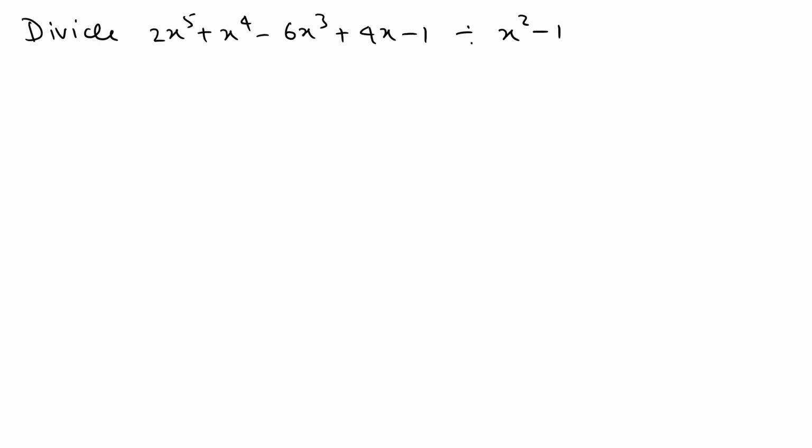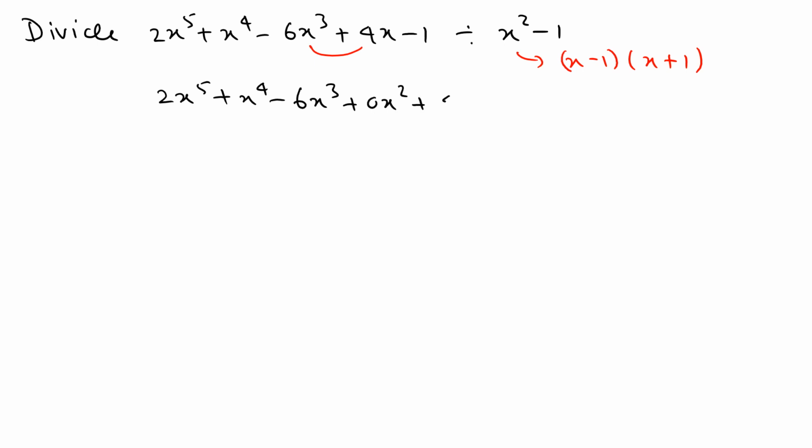We did a similar problem using synthetic division in the other video, and in that what we did was split this into x minus 1 and x plus 1 and consider those two zeros separately, 1 and negative 1. But here we just go with the same expression at once. So let's see how it's going to work. You can see again the x squared term is missing. So we can write it as before, 2x to the 5th plus x to the 4th minus 6x cubed, using the 0 here, and then plus 4x minus 1.